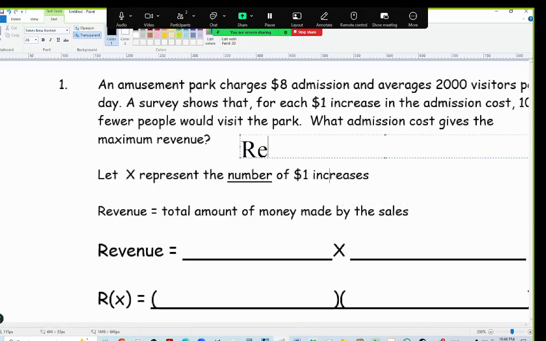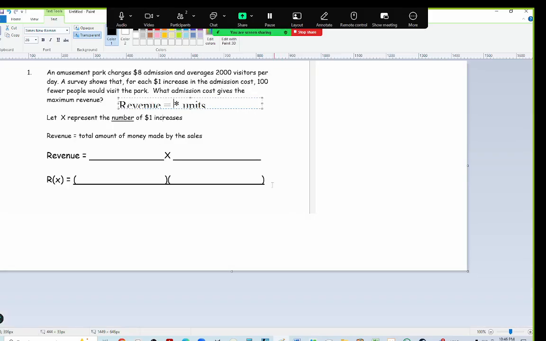Since we know revenue is price times units, and you know the original price was $8, what does the question say happens? So for a $1 increase, you lose 100 people. So that means if my initial price is $8, what do I do to it?